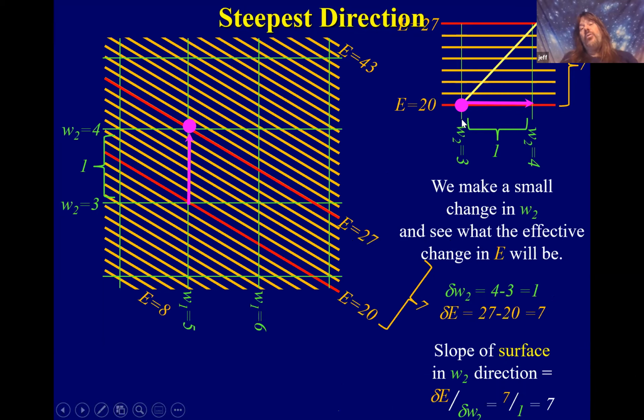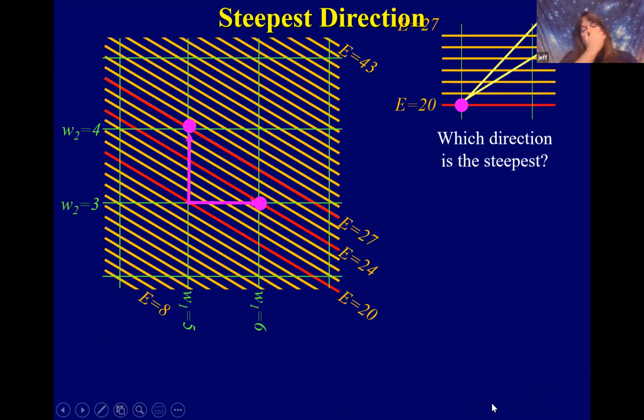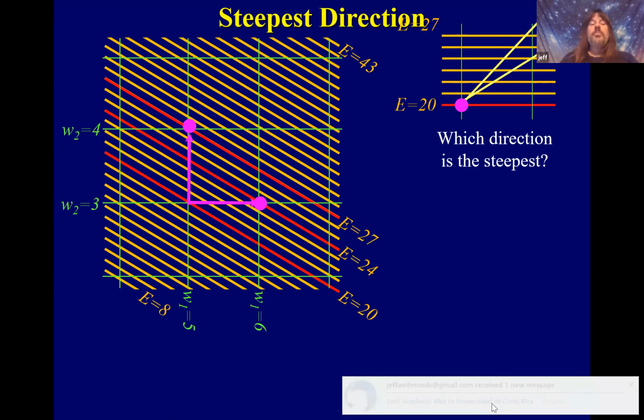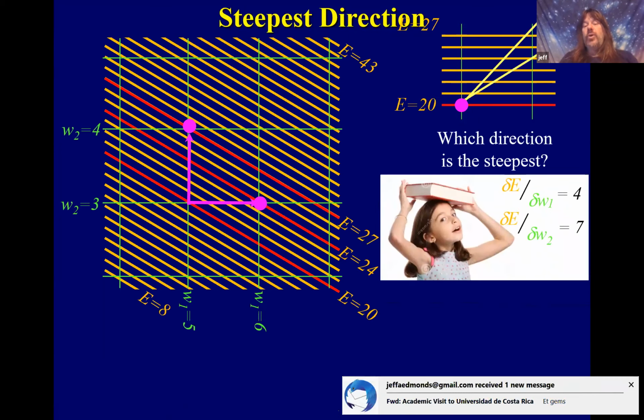All right, so rise over run, right? We have 7 divided by 1 is our slope, right? All right, now we want to know, can we put this over somewhere else?